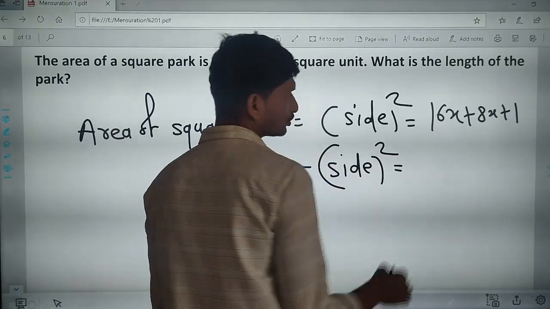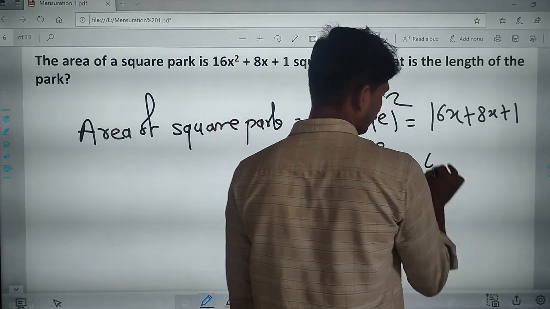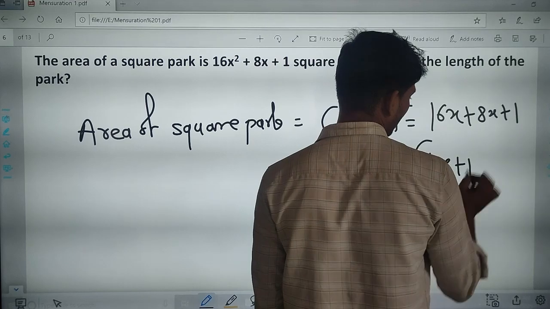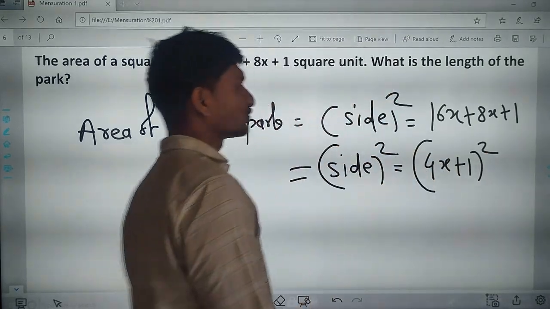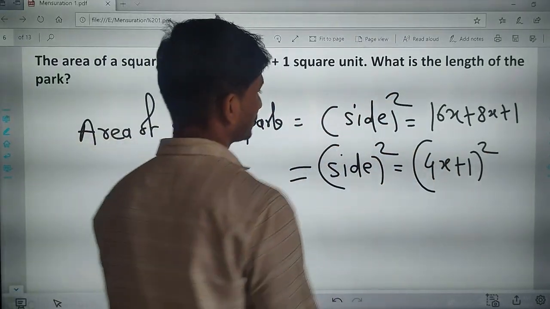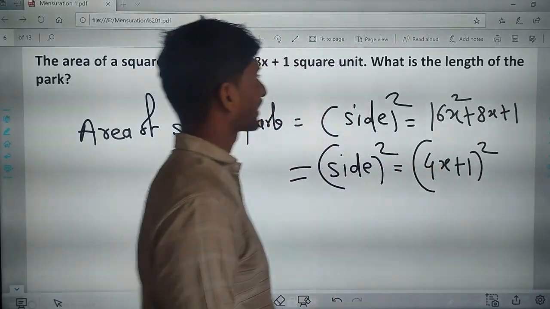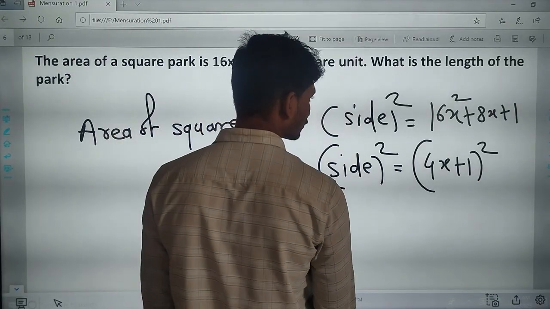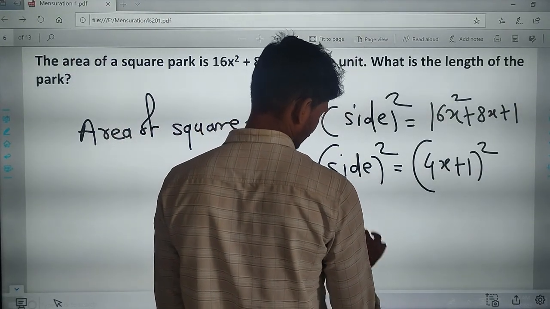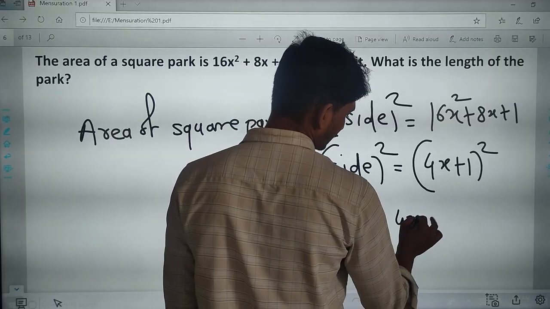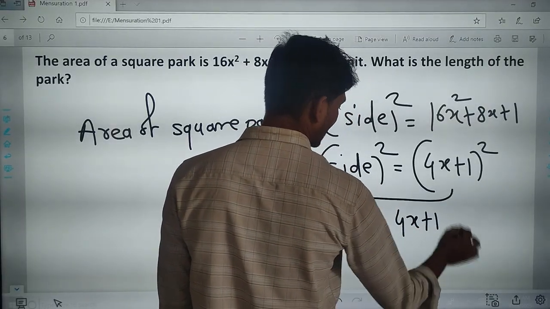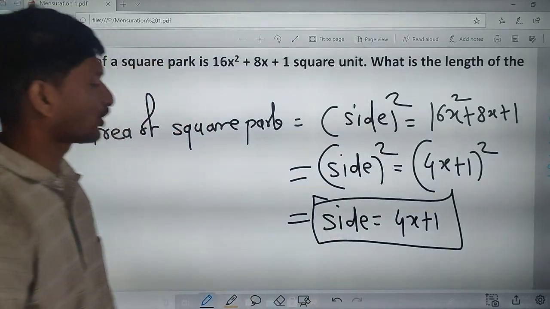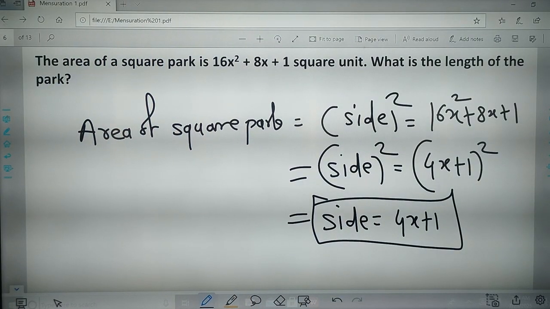Side square is equal to (4x plus 1) whole square. Then we find the length of the park. Then side is equal to 4x plus 1. Then the side of the park, or length of the park, is 4x plus 1.